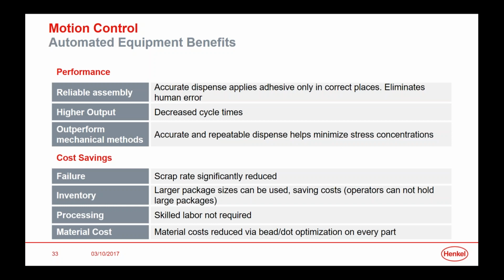You can reduce your failure rates. You can reduce your processing costs. And all of that pulls together to provide really a long-term value that pays for itself very quickly when you're moving from a standard manual process into a fully automated solution.